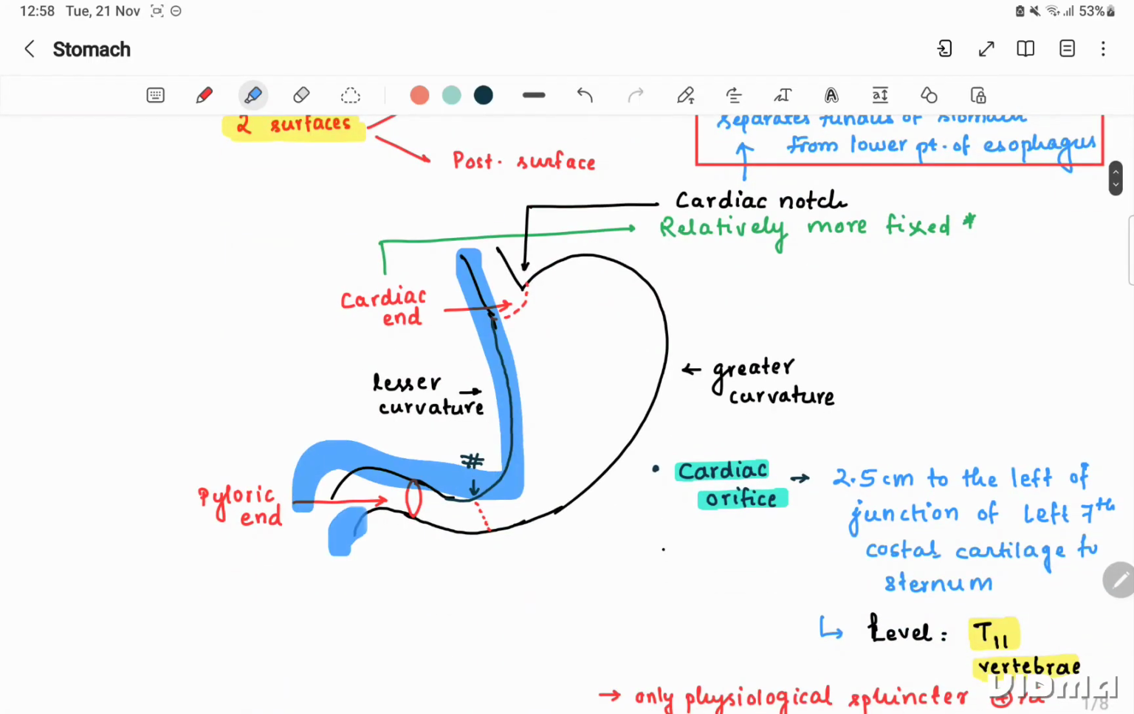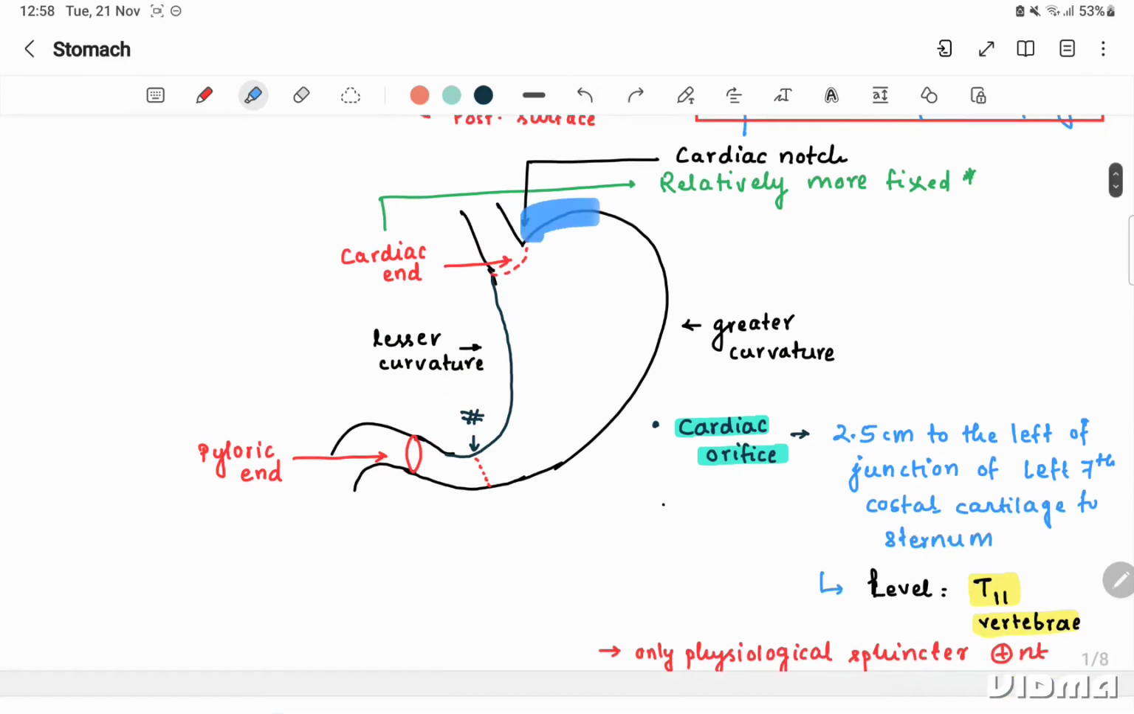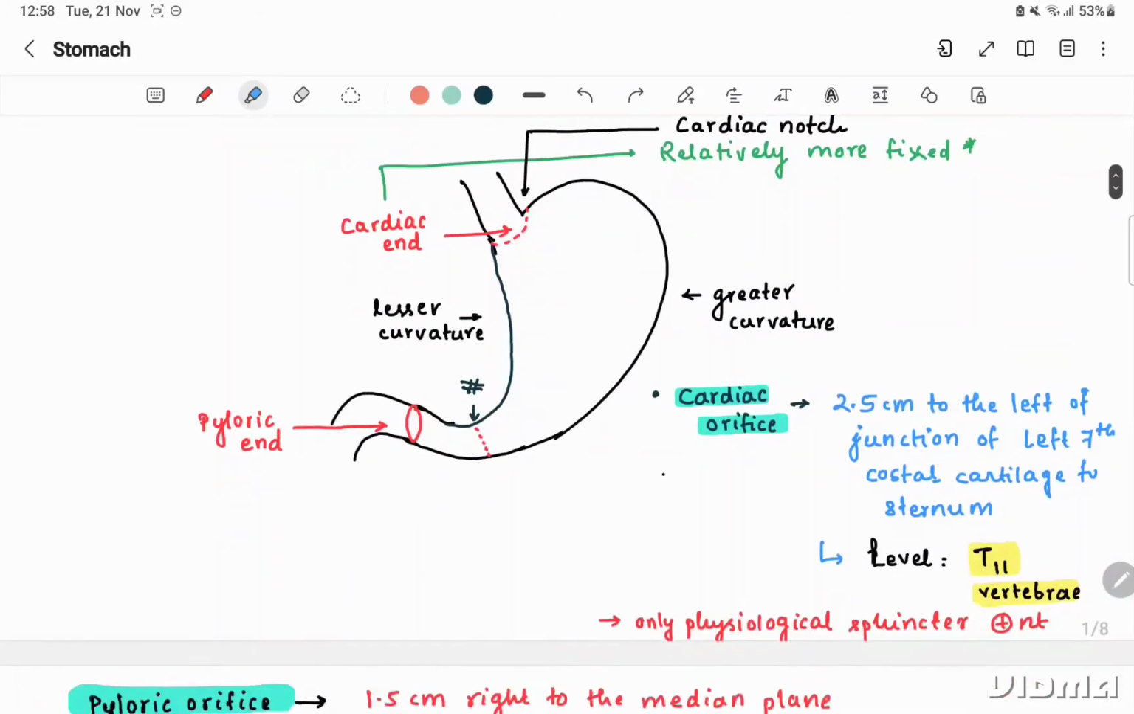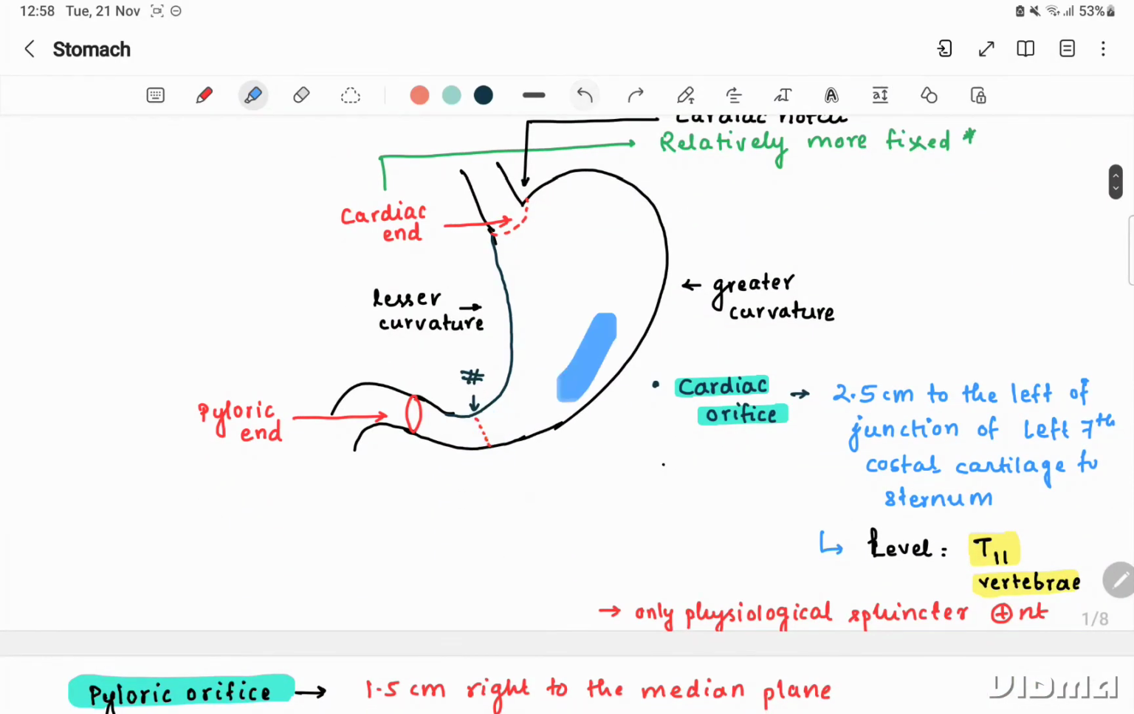So what are the parts of the stomach? You can see from here. Here we have a cardiac notch. This cardiac notch is present, and this is the cardiac end of the stomach. This is the greater curvature, lesser curvature of the stomach. This is the junction between your body and the pylorus, and this is the pyloric end.